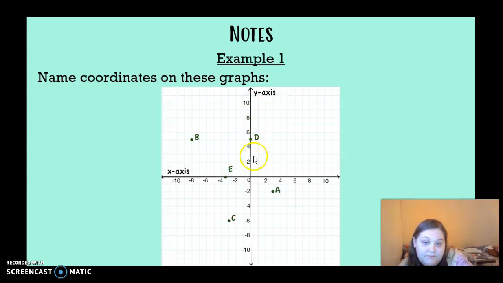For D, this one is going to be a little different. Because D is on a 0, there's no x number where D is on. So we're going to do 0, comma, and then we're going to look where it is on the y-axis, and that is 5. So (0, 5). And then E, we see that here it is in between two numbers, so it's not an exact whole number. So we can look right here, and -3 is here, and -4 is here. So it's (-3.5, 0), because it is on the 0 for the y-axis. It's not up or down.